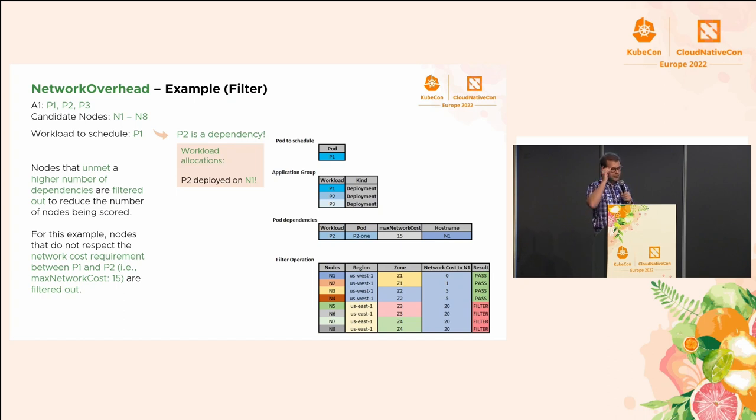So how does the filtering function work? Essentially, it tries to exclude nodes that will leave a higher number of dependencies unmet and tries to reduce the number of nodes being scored. In this example, it will check the maximum network cost requirement between P1 and P2 in the application group CR, and the nodes that produce a higher cost that surpasses this threshold will be automatically filtered out. So in this case, in our topology, nodes N5 to N8 will be filtered out and will not be considered for scoring.